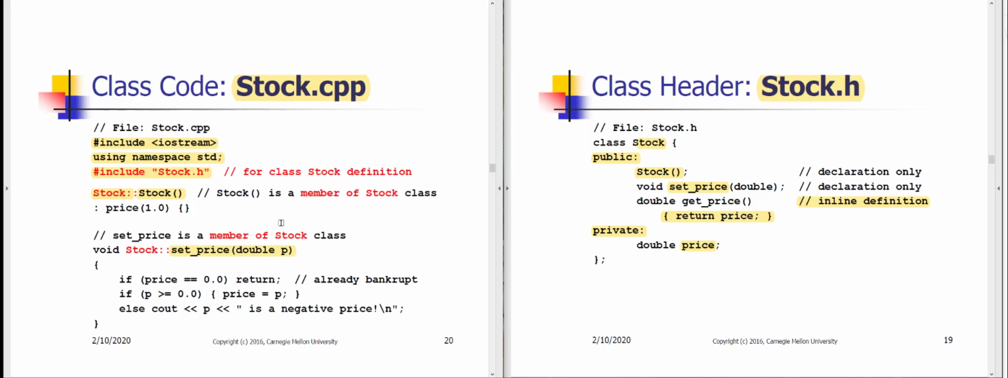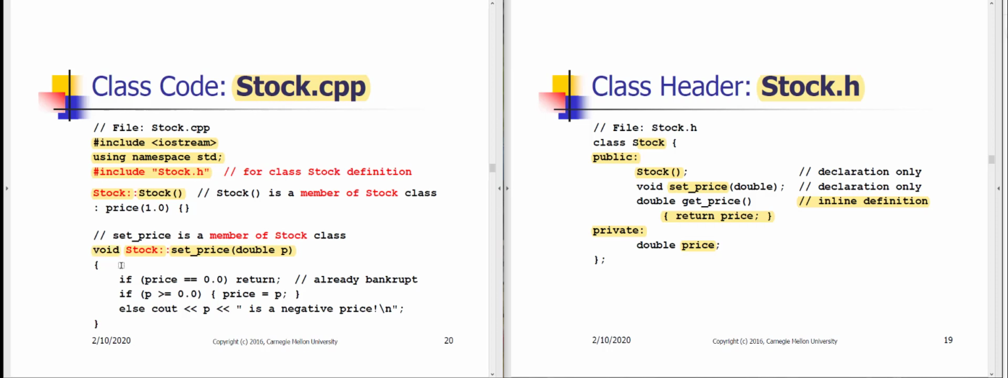In fact, it's better to read this from right to left, as I have done with references and with pointers, and to say stock is a member of the stock class. Likewise, setPrice is a member of the stock class. Notice that the return type for setPrice is in front of all of that.